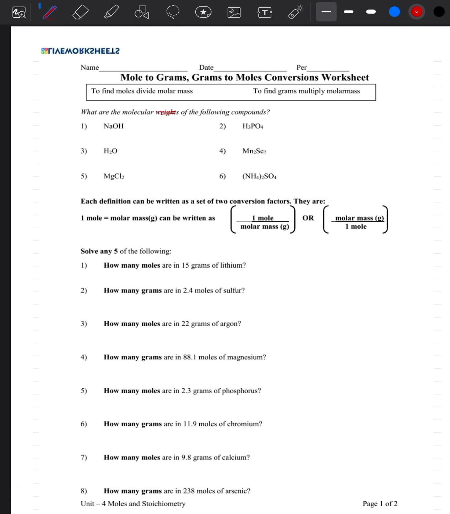The question says: what is the molecular mass, or we can say the molar mass, of the following compound. So if I want to find the molar mass of NaOH, I just need to add the atomic mass of all of these atoms. The atomic mass of sodium is 23, oxygen is 16, and hydrogen is 1. You just need to add them, and the molar mass, or the molecular mass of the compound, will be 57.